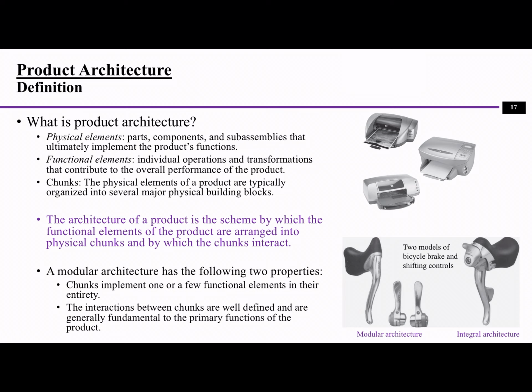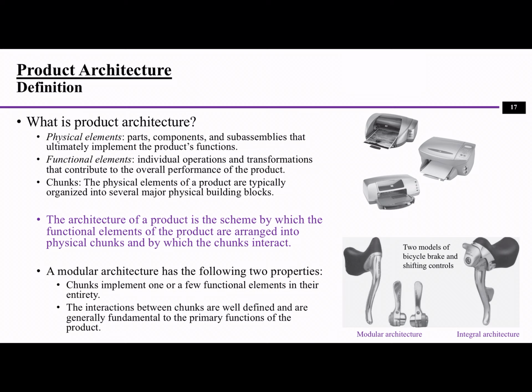Another term is modular architecture. The modular architecture has two properties. One is that a chunk implements one or a few functional elements in their entirety. The other is that the interactions between the chunks are well defined and are generally fundamental to the primary functions of the product. Right.